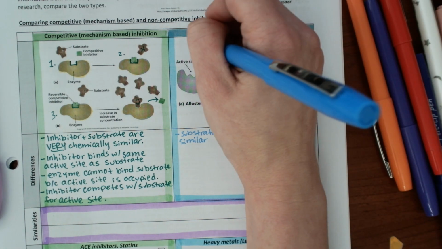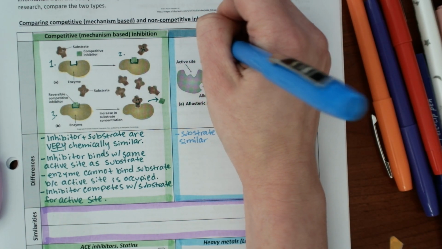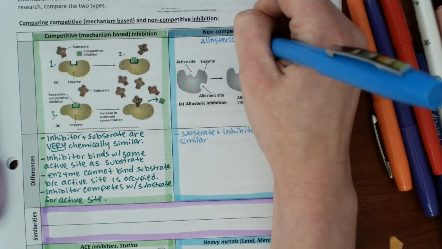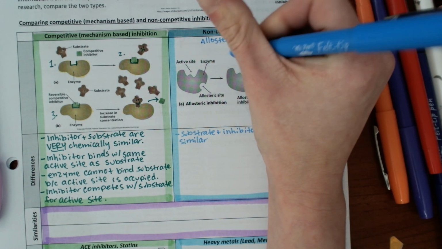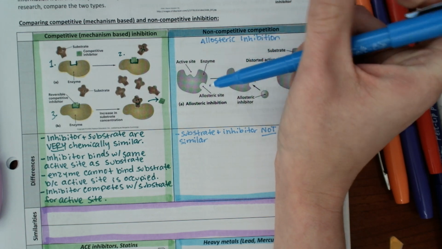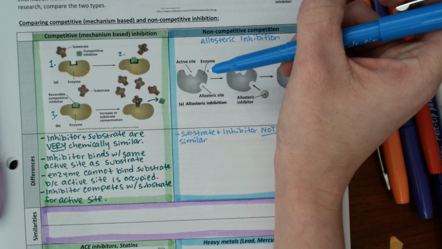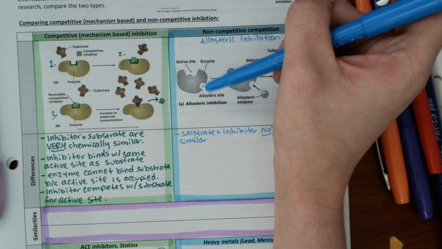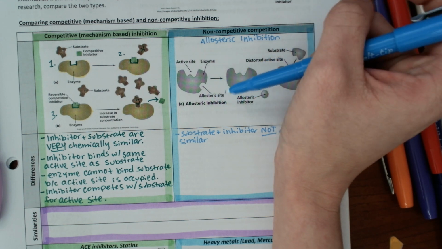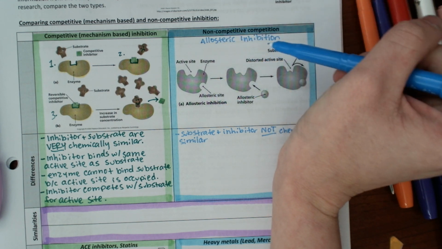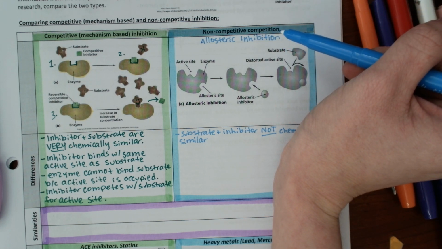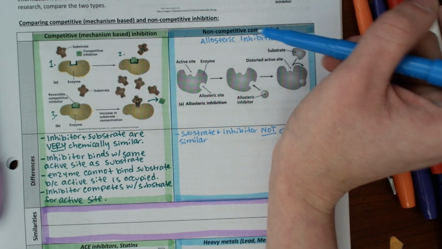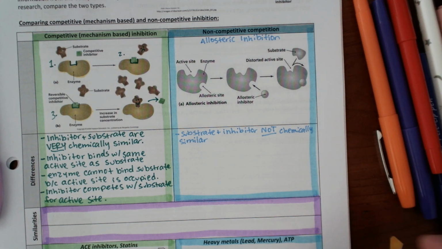This is also known as allosteric inhibition. You'll hear these terms used kind of interchangeably, because the enzyme with the allosteric site is called an allosteric enzyme. The other site that's not your active site is called the allosteric site. And so if you hear allosteric inhibition, it's the same as non-competitive. Why did they write competition here? They should have just put inhibition, but whatever, it's fine.